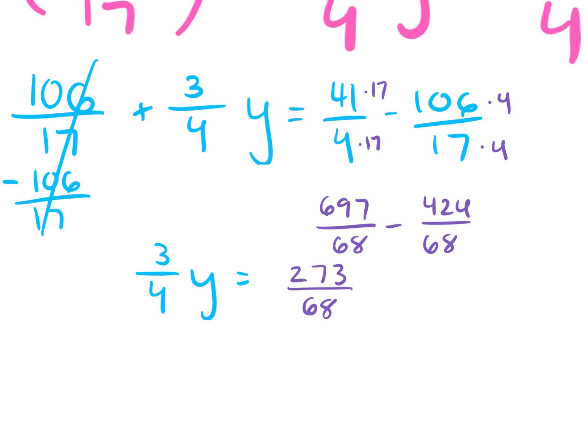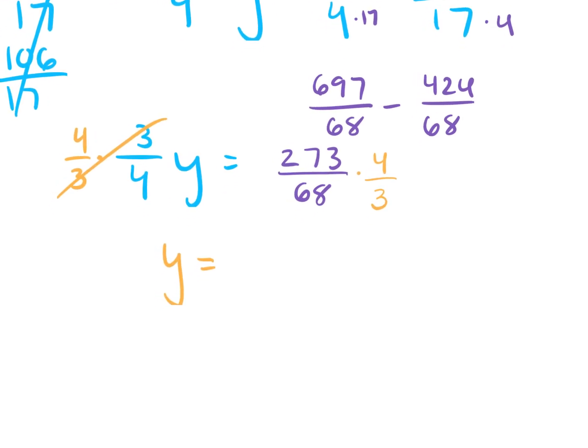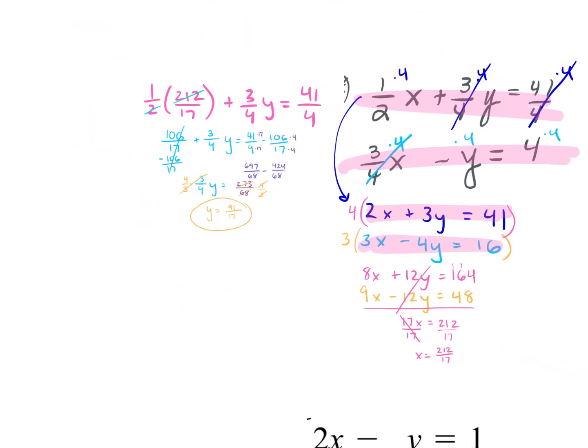We still have to get rid of that 3/4 in front of the y. So we can multiply by the reciprocal. So multiply both sides by 4 over 3. So it cancels here. Y is equal to, 3 actually goes into 273 91 times. And 4 goes into 68 17 times. All right, so y is equal to 91 over 17.